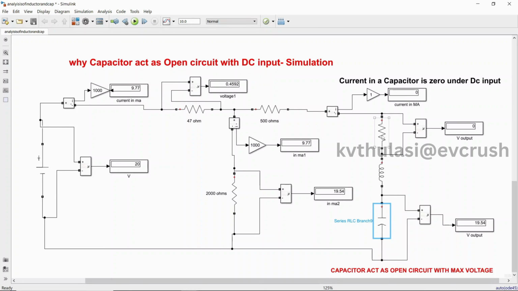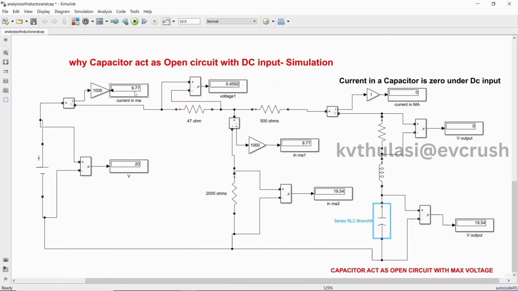Here current is 0, so 0 into R, the voltage is 0. 0 into inductor is also 0. Therefore no current will flow in this branch, and the voltage across this will be available across the 2000 ohm resistor. What is the voltage we applied? By KVL, 20 volts we applied. And what is the drop across this resistor? 0.5. 0.5 plus 19.5 is equal to 20. KVL is verified, and KCL too.